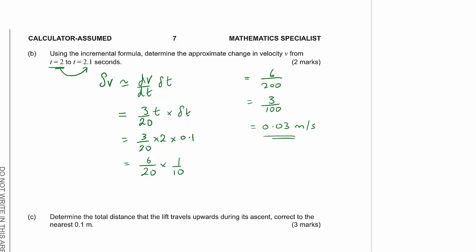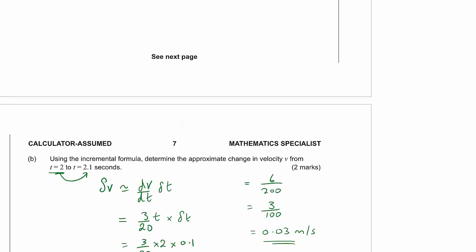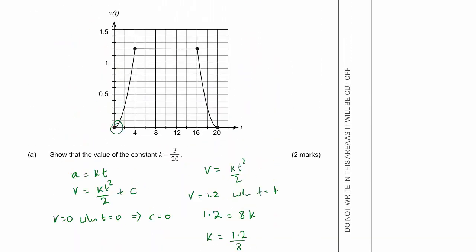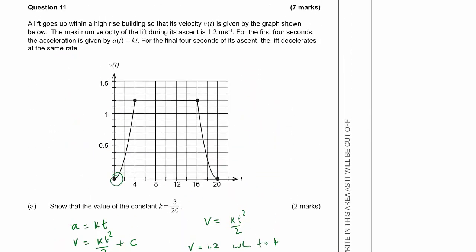We now want to determine the total distance the lift travels upwards during its ascent, correct to the nearest 0.1 meters. So basically we want the area under this graph. Now I'm just going to answer the question up here so we can see what we're doing. So we've got a rectangle here, the width of which we can see is 12 and the height is 1.2. So 12 times 1.2 is going to be part of it, and then we know this area and this area is the same, so we can just work out one of them and divide by 2.